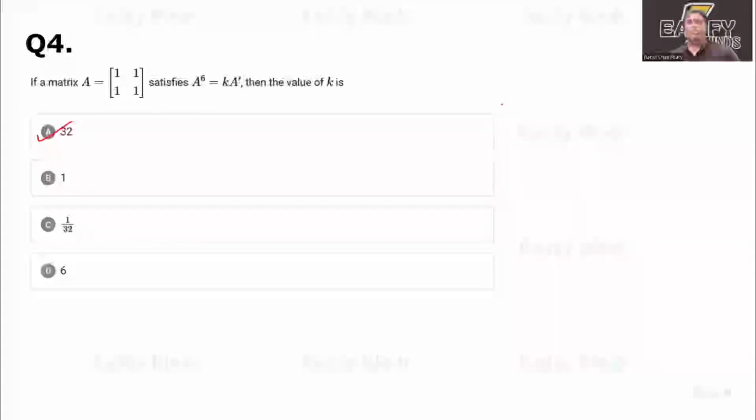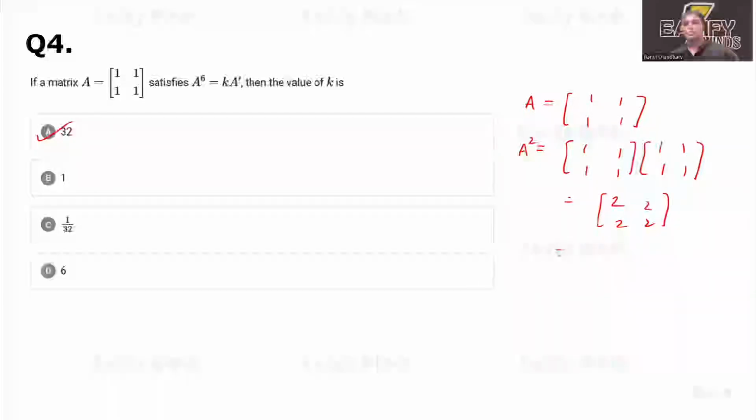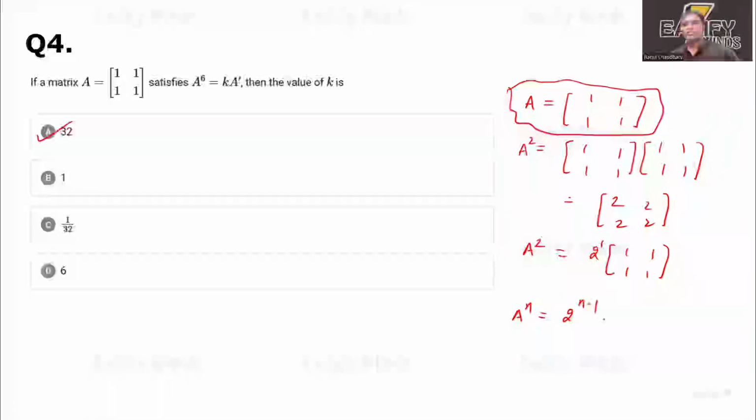Now this is a very special matrix, 1, 1, 1, 1. Because if you do A square, we'll get 2, 2, 2, 2. So we are getting 2 as common, times 1, 1, 1, 1, which is A. So try to remember this matrix. If they ask you this kind of matrix with all elements 1, then A power n is equal to 2 power n minus 1 into A. This is the trick for this matrix.